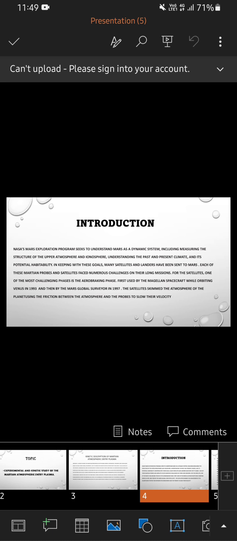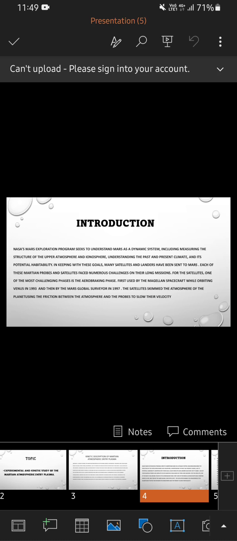Introduction. NASA's Mars Exploration Program seeks to understand Mars as a dynamic system, including measuring the structure of the upper atmosphere and ionosphere, understanding the past and present climate and its potential habitat. In keeping with these goals, many satellites and landers have been sent to Mars. Each of these Martian probes and satellites face numerous challenges on their long mission.